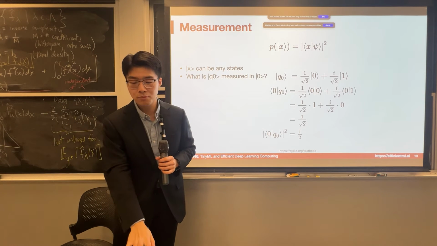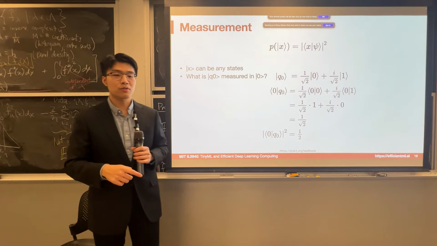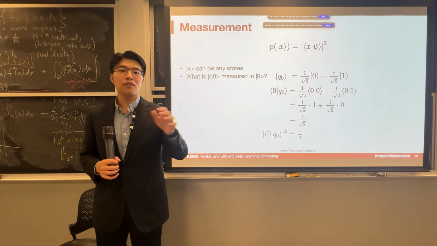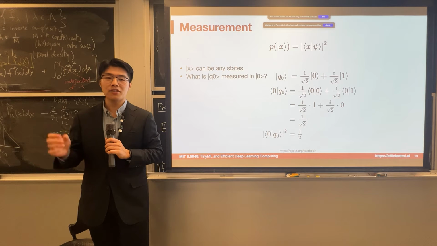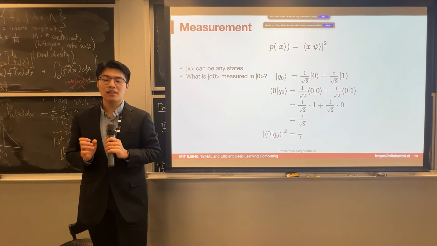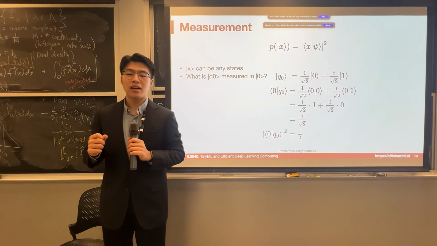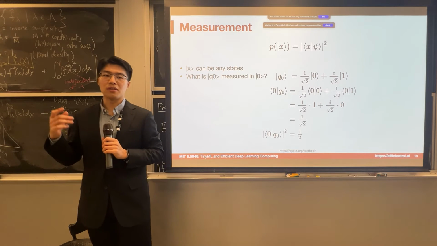That means if you prepare the state as 1 over square root of 2 of the 0 plus i over square root of 2 of the 1, and then you measure it, you have a 50% probability to measure a 0, and another 50% to measure a 1.